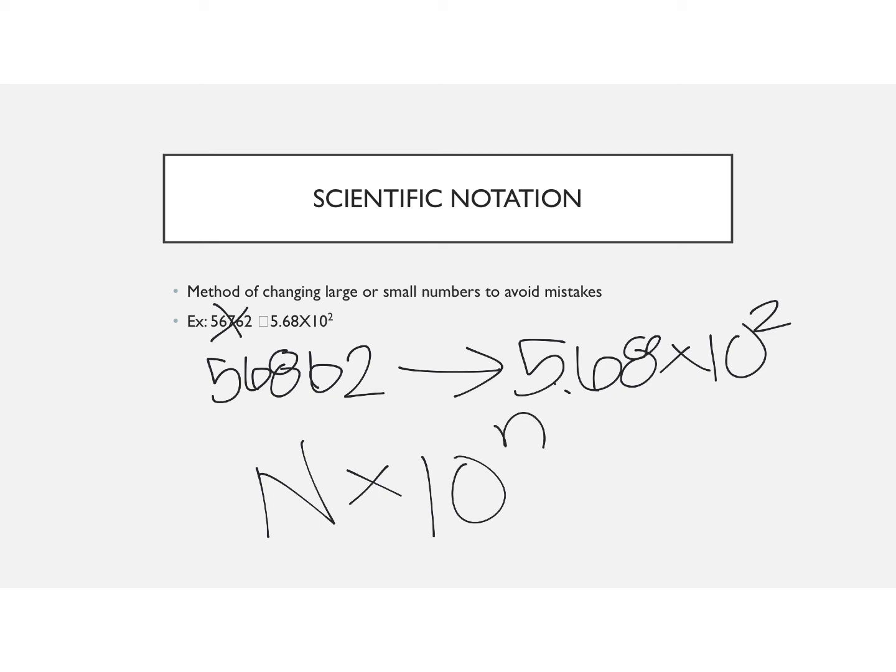Now, a couple of things I want you to understand. This number here, this capital N, should always be a number between 1 and 10. It should not be 563 because that's not 1 through 10. It should be like 5.68. That is a number that's 1 through 10. Your 10 power doesn't change. The lowercase n is an exponent, obviously, and it can be positive or negative depending on which way you moved your decimal. So I'm going to do this example for you and show you what I mean here.